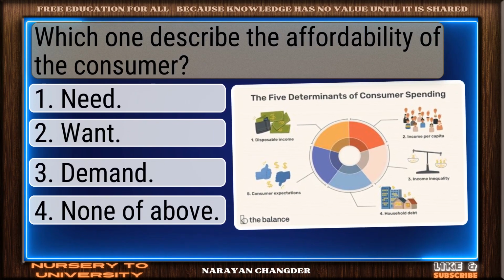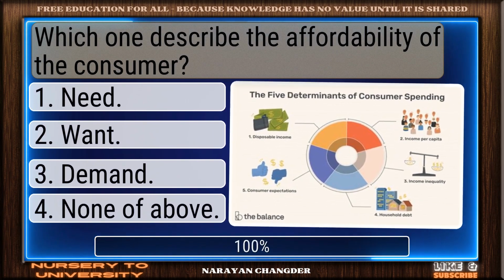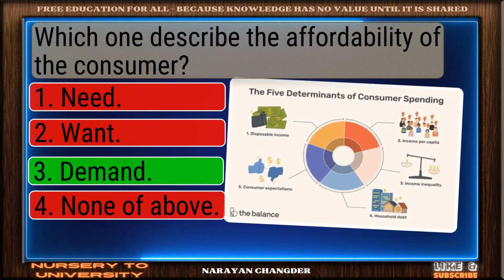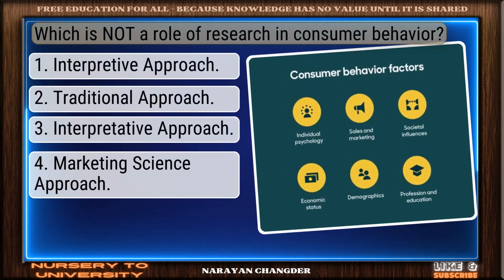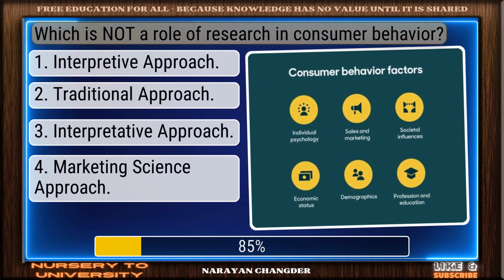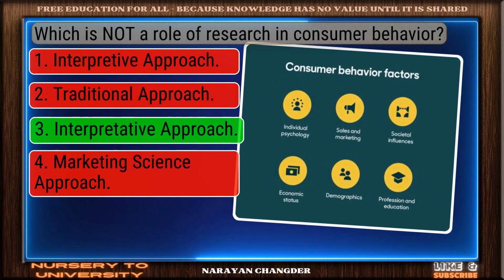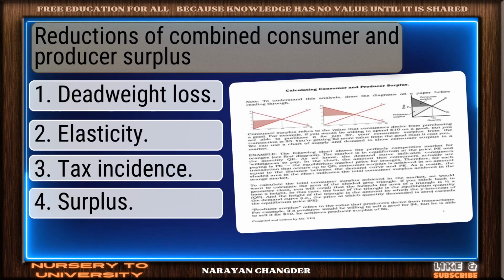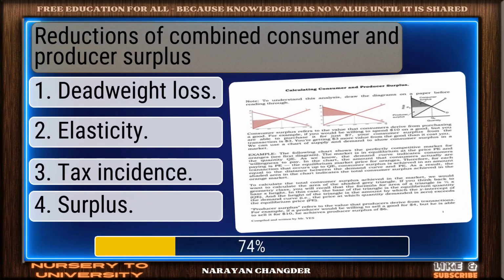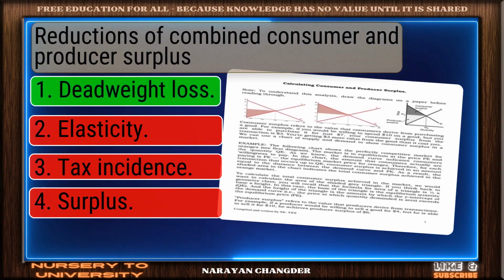Which one described the affordability of the consumer? Sharp thinking. Demand is the right choice. Which is not a role of research in consumer behavior. Well picked. Interpretative approach is the correct answer. Reductions of combined consumer and producer surplus. Great thinking. Deadweight loss is the right choice.